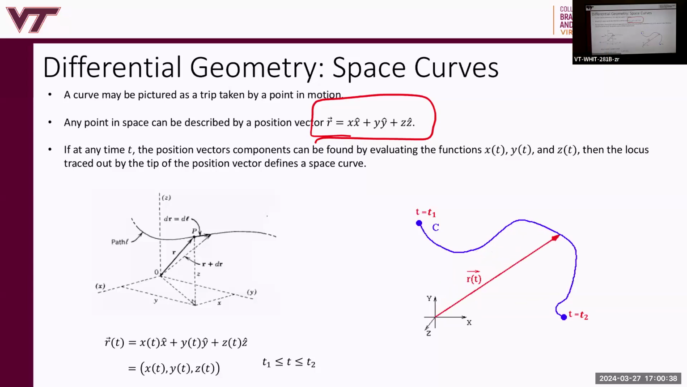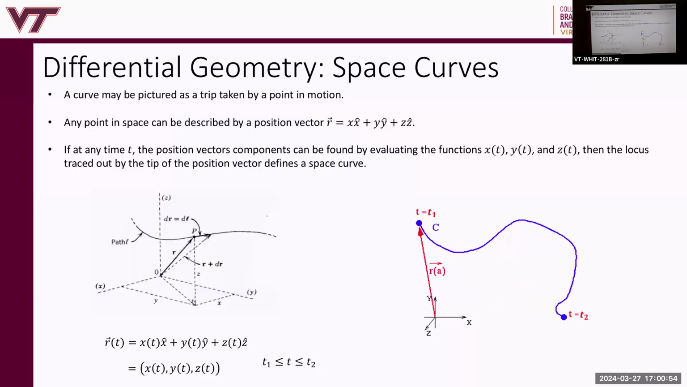Now, if we can parameterize this position vector R such that its tip traces out some path, then we have a way to describe a curve if we're able to describe this function, right, as a function of some parameter.